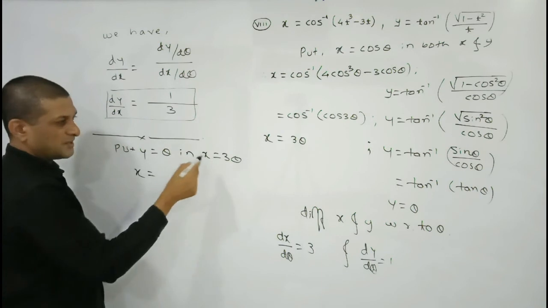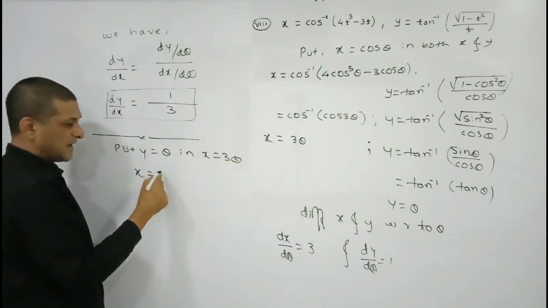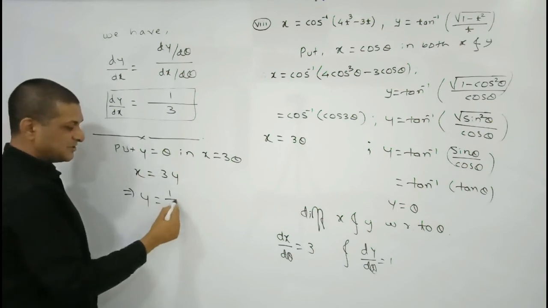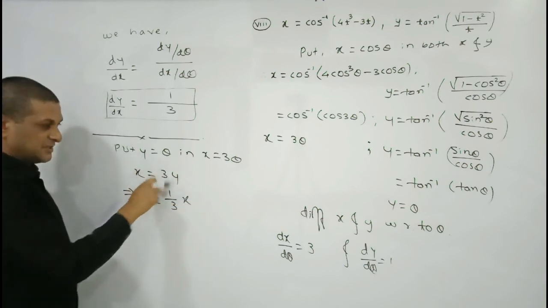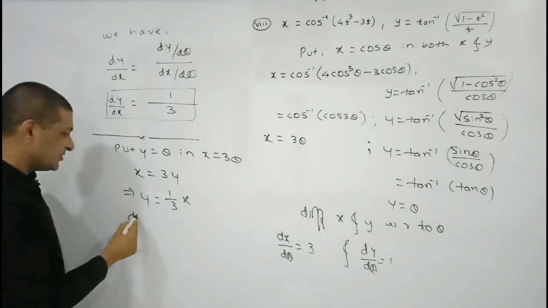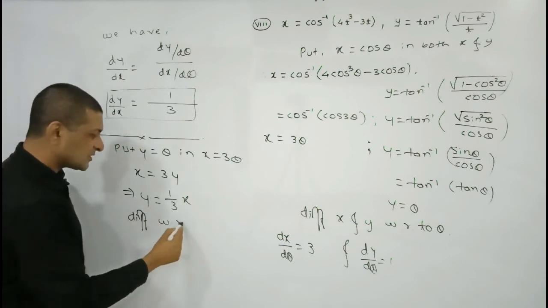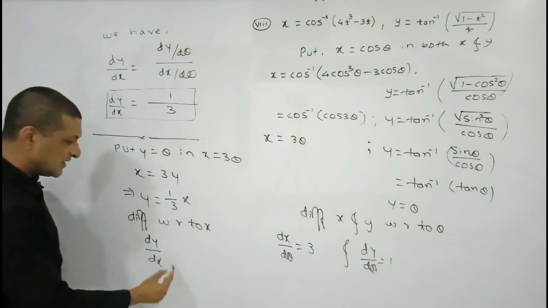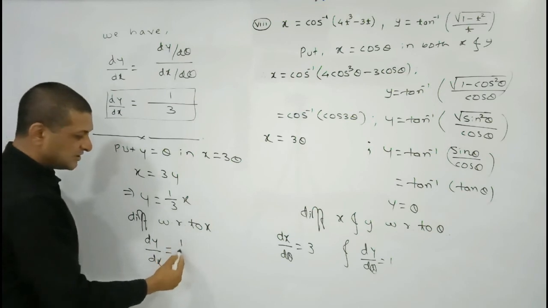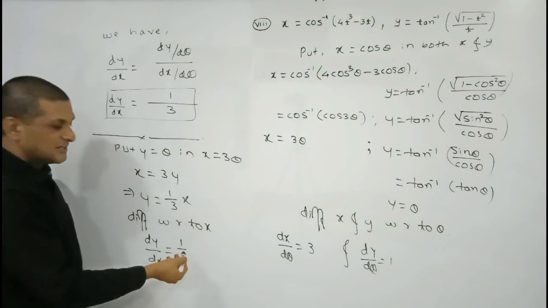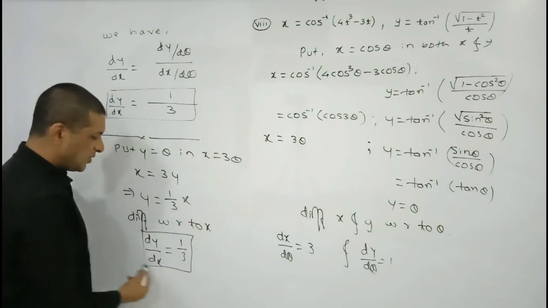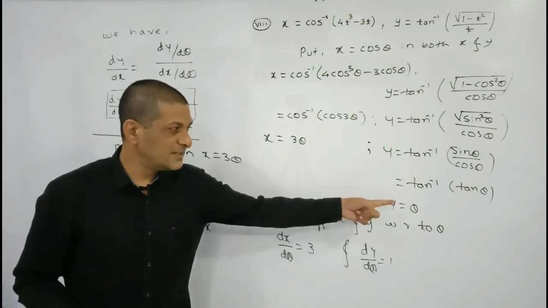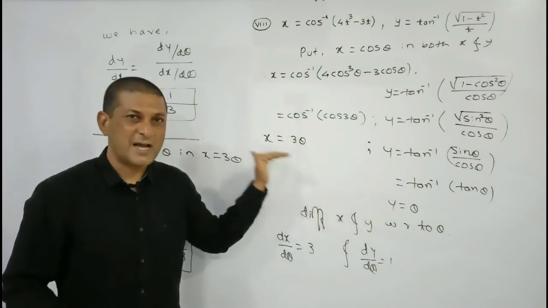So x will become what? I am replacing theta by y. So here we will get 3y, which implies that y is equal to, is it 1 by 3x? Yes, it is 1 by 3x. 3 will get divided on this side. So differentiate it with respect to x. On this side we will get dy by dx, and on this side 1 by 3 is a constant term, the derivative of x is 1, so not necessary to write 1 here. So dy upon dx is equal to 1 by 3, but this is not possible in every case. In this case we are able to substitute y is equal to theta.